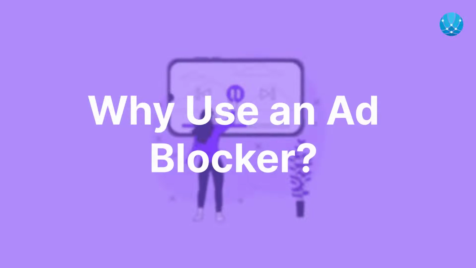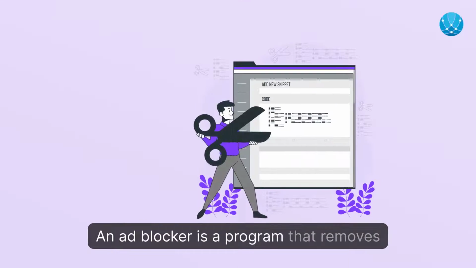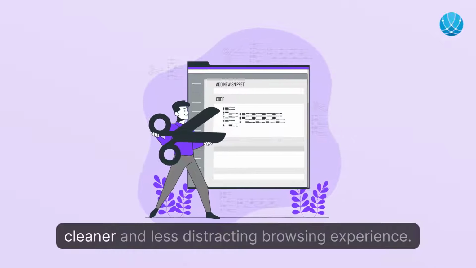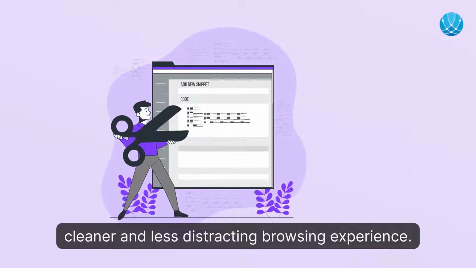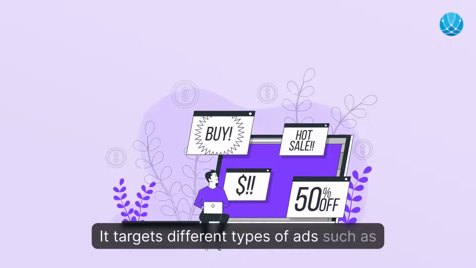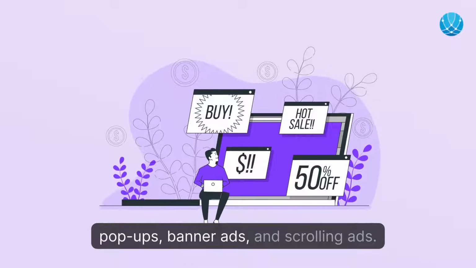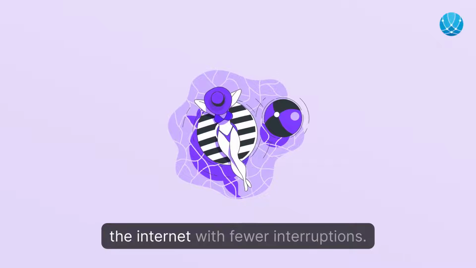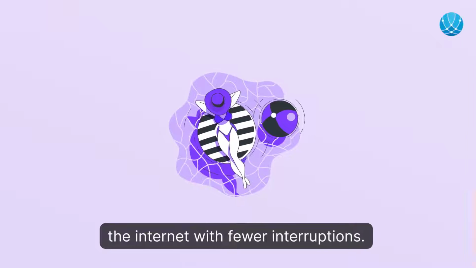Why use an ad blocker? An ad blocker is a program that removes ads and malvertisements from websites, giving you a cleaner and less distracting browsing experience. It targets different types of ads such as pop-ups, banner ads, and scrolling ads. By using an ad blocker, you can browse the internet with fewer interruptions.